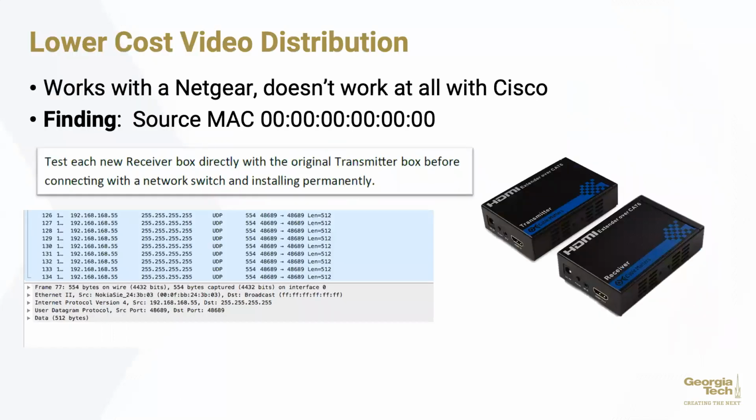Turns out, one of the downsides of cheap gear is it doesn't quite work as easily as that. The point-to-point worked great. When we plugged it into a dumb Netgear switch, 2 receivers, 1 transmitter, worked beautifully. Plugged it into a Cisco switch, no traffic. Didn't work at all, nothing.